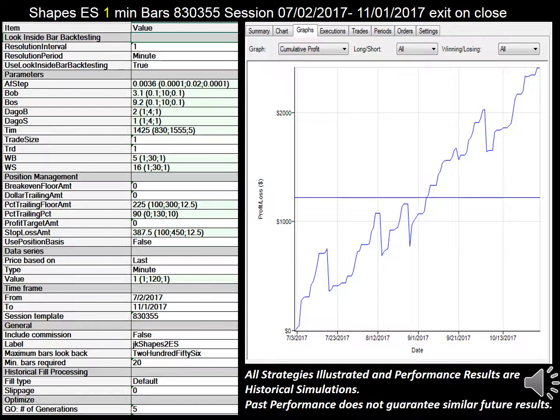So here's the ES settings, showing a $387.50 stop loss, which is a little bigger than we usually like to do. A 1-minute bar, and it shows you the get out time is 14:25, and the rest of the settings for shapes.